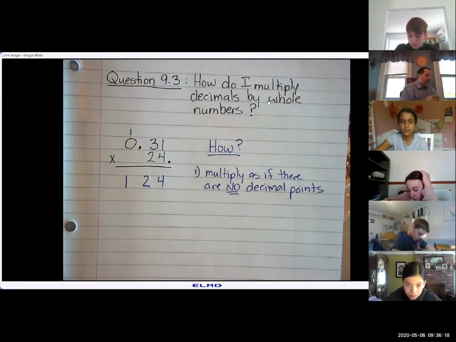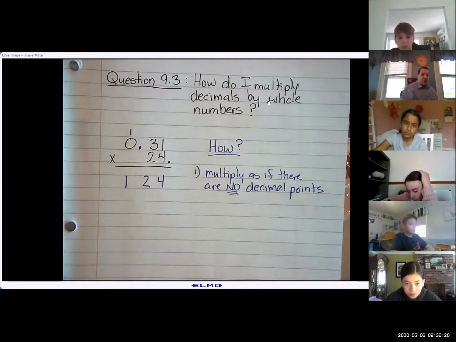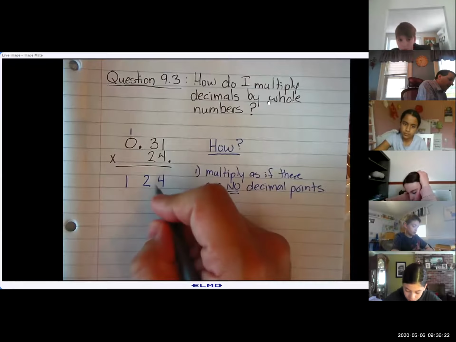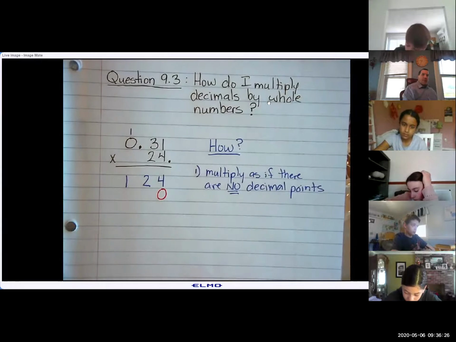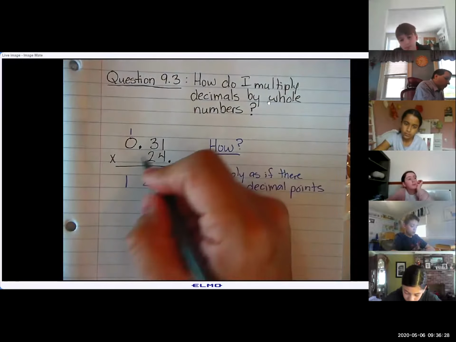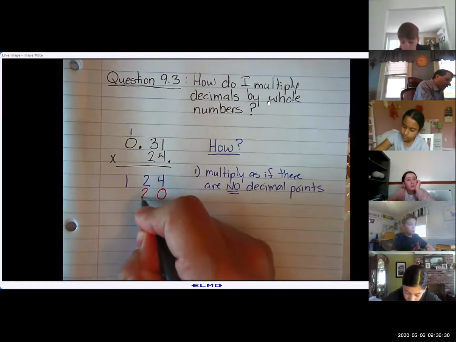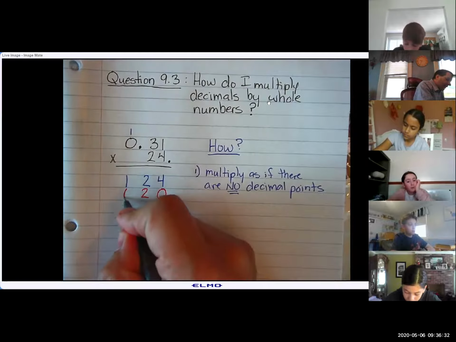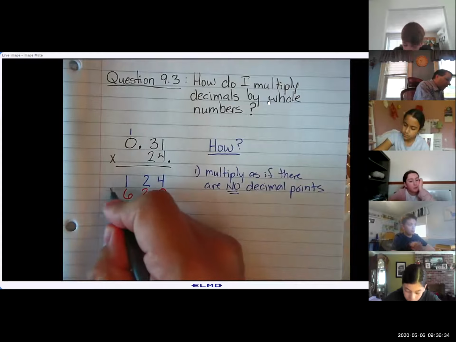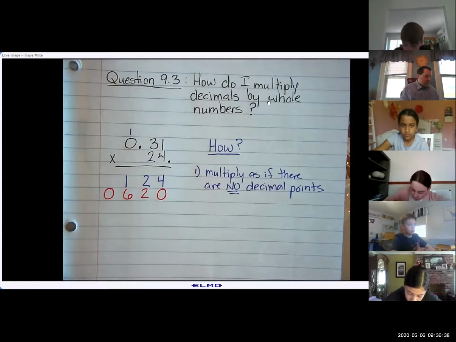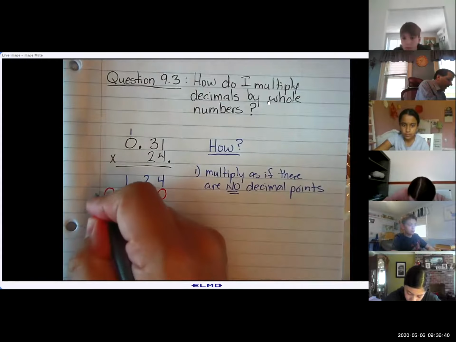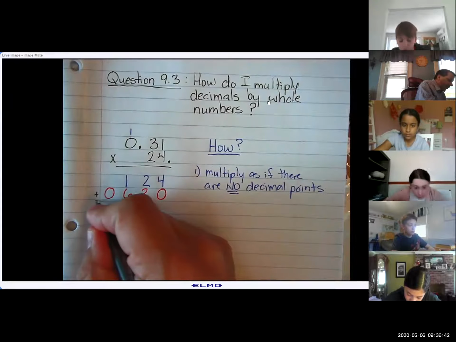Then I'm going to multiply 31 hundredths by 20, which is 2 tens. So I'm going to put my 0 in so that I can just multiply by 2. 2 times 1 is 2. 2 times 3 is 6. 2 times 0 is 0. I'm going to write it in. We don't normally have to, but why not? It's fun. And then I'm going to add each of my partial products.